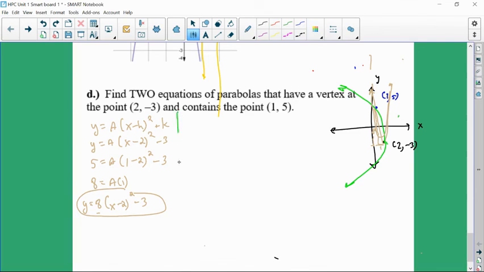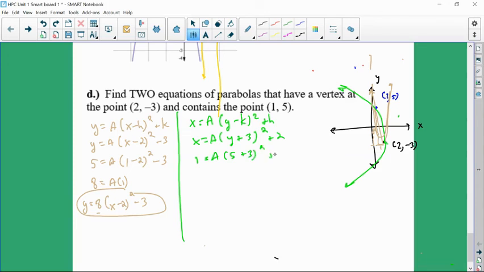So then I could say, okay, well, things that open left and right start with x equals. So x equals a, y minus k squared plus h. And so then I know x equals a, y, and then remember -3 is the y value, so it's y plus 3 squared plus 2. And now put in your 1 comma 5, but remember 1's the x value, 5 is the y value, so 5 plus 3 squared plus 2.